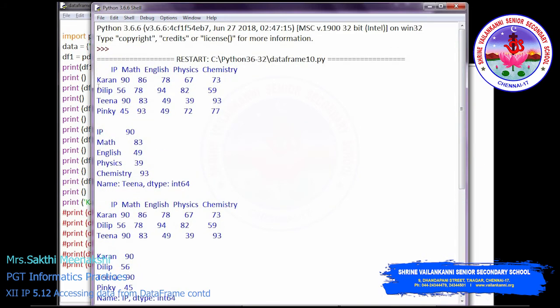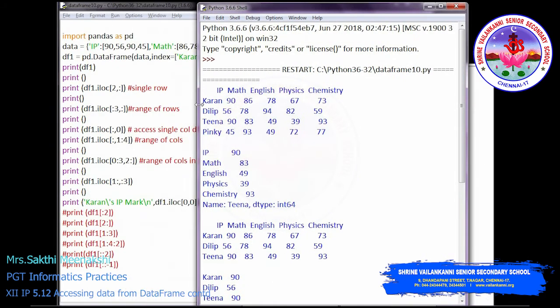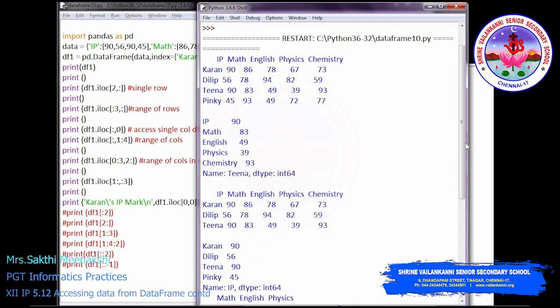Okay, it takes some time, right. Okay, the first one is the data frame itself, and then the second one is the single row of Tina, and then the third one is all rows of the 0th column, okay. So this is all rows of the 0th column, and this is 3 comma 1. So from the starting till 3 and then all the columns. So Karan, Dilip and Tina, all the columns. And for colon comma 0, this one, IP marks of all the people.